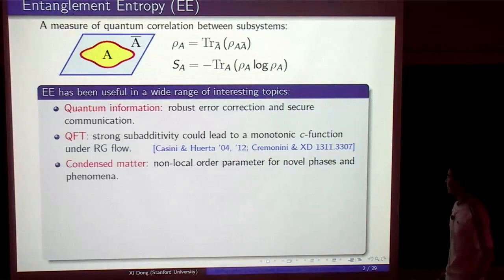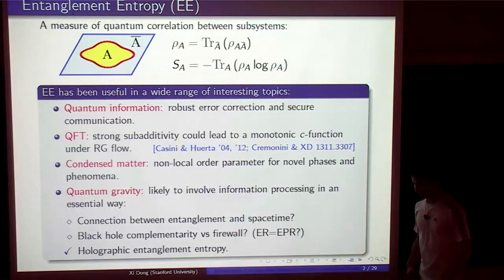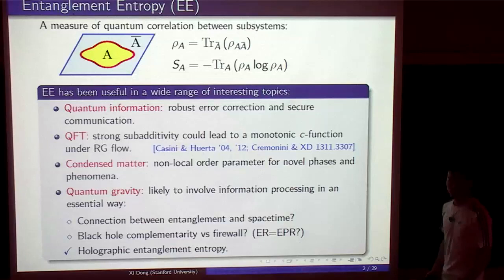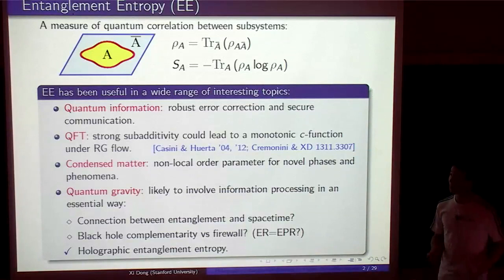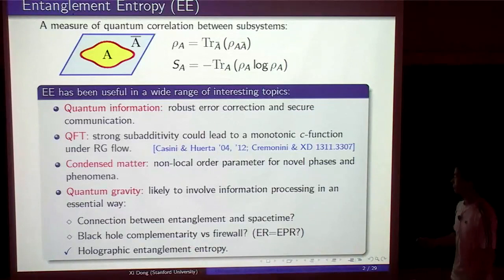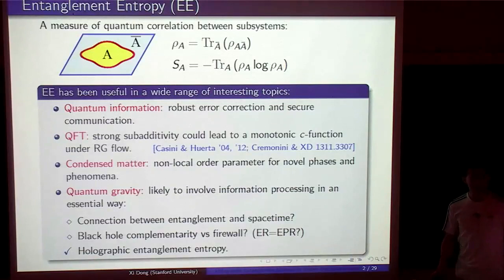And one of the most interesting uses of entanglement entropy seems to be related to how we understand quantum gravity. Because as we understand it, quantum gravity is likely to involve information processing at some fundamental level. There's a lot of tantalizing evidence that there could be a deep connection between space-time and entanglement. For example, one of the ideas being that by studying entanglement and understanding entanglement entropy better, we can perhaps understand how space-time emerges in a theory of quantum gravity, or even derive AdS/CFT. This could be important because ultimately we want to go beyond perhaps AdS/CFT and generalize that to, say, cosmology.